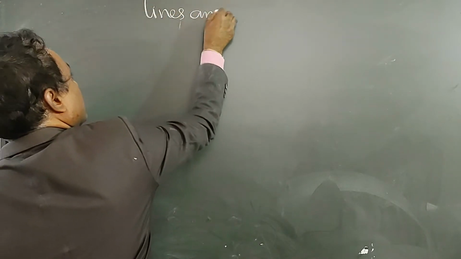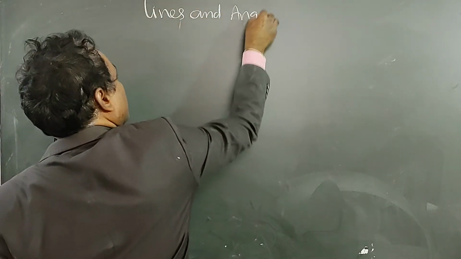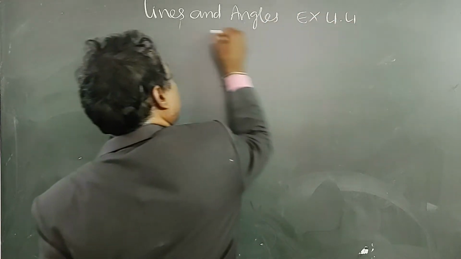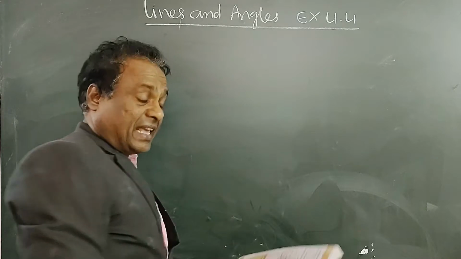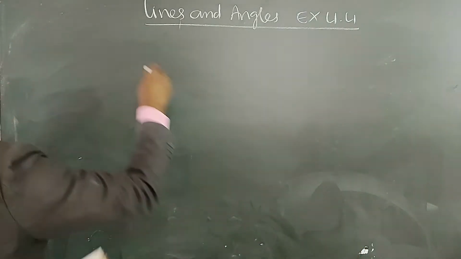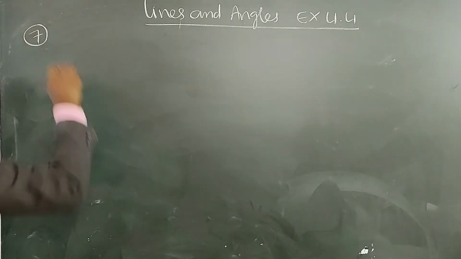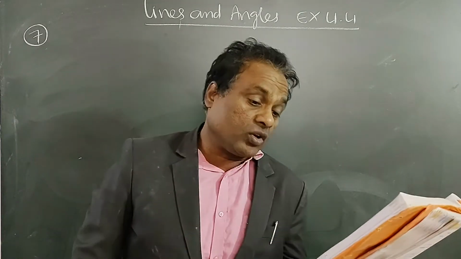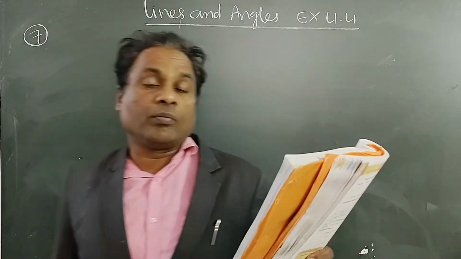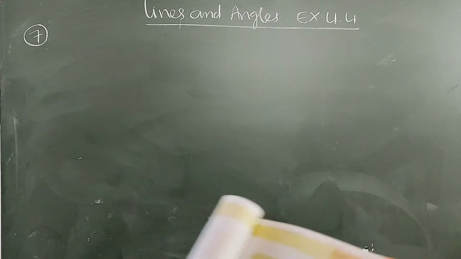Open your textbook, students. Lines and angles, exercise 4.4, and now this is the 7th question. All of you see your textbooks, copy the question from the textbook, and draw the diagram which is given in the problem. See the 7th question, draw the diagram.